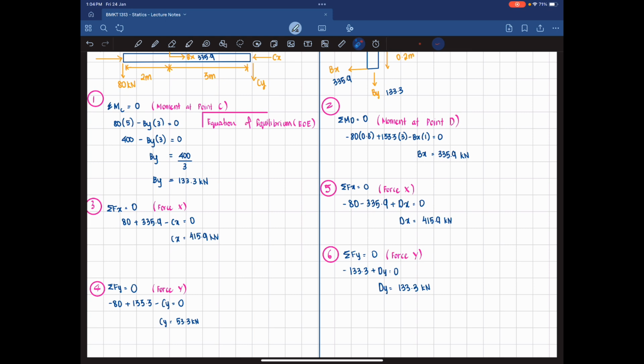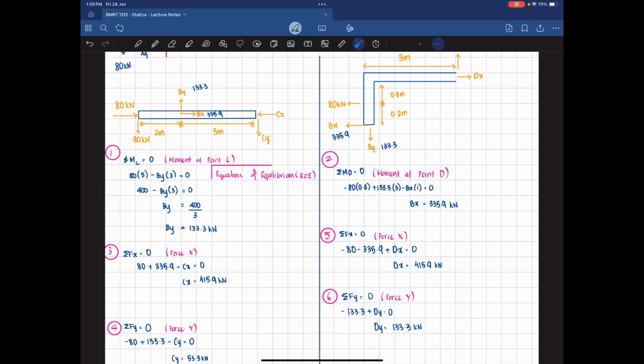Once we found this, we're able to find the force Y by using the equation of equilibrium. So negative 80 plus 133.3 kilonewton, which is By, minus Cy equals 0. Since we don't know the value of Cy, it's very easy for us to find Cy equals 53.3 kilonewton.